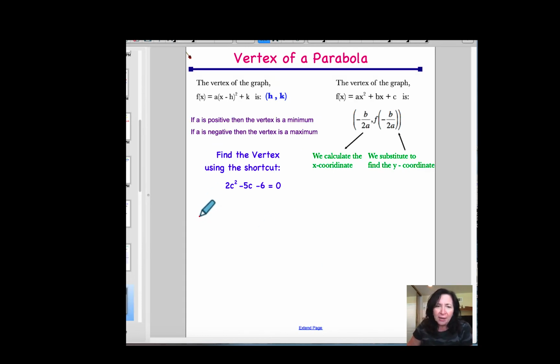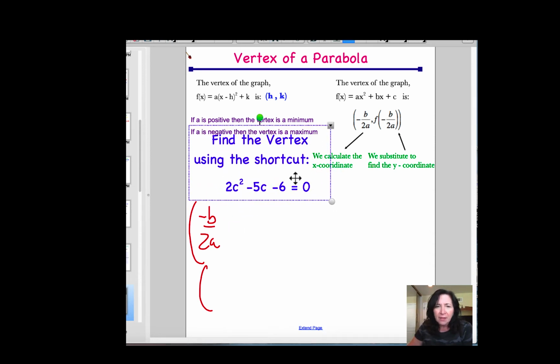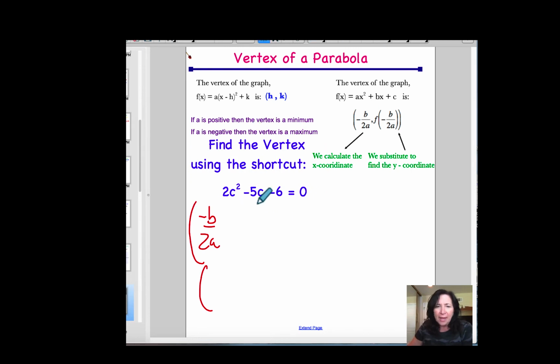So let me explain how that's going to work. We're going to find negative b over 2a. That's our job first. So right off the bat, negative b. Let me see if I can make this a little bit bigger. What we have here is the opposite of b, that's negative b. So that's going to be 5 over 2 times a. A is 2. And so what I have here is 5/4. Now what I need to do is plug that into my equation.